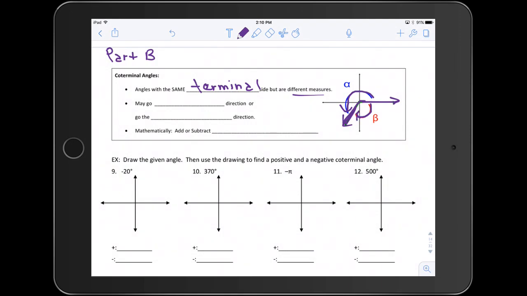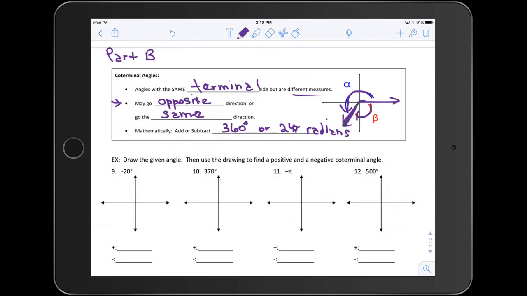And as you see in this point right here, it says coterminal angles may go opposite directions, or they can go the same direction, and I'll explain that in a minute. Mathematically, you add or subtract 360 degrees if you're dealing with degrees, or you add or subtract 2 pi radians. And I will, again, write radians just so that it's in your notes.